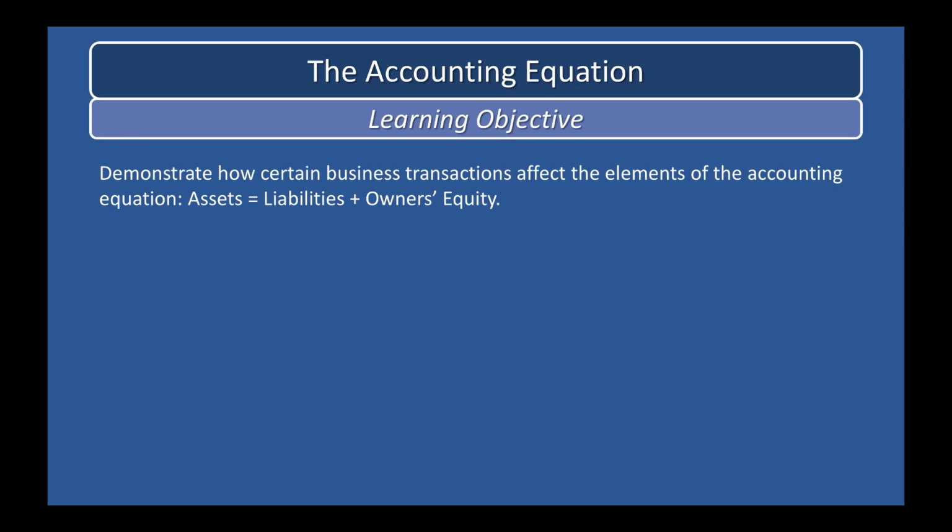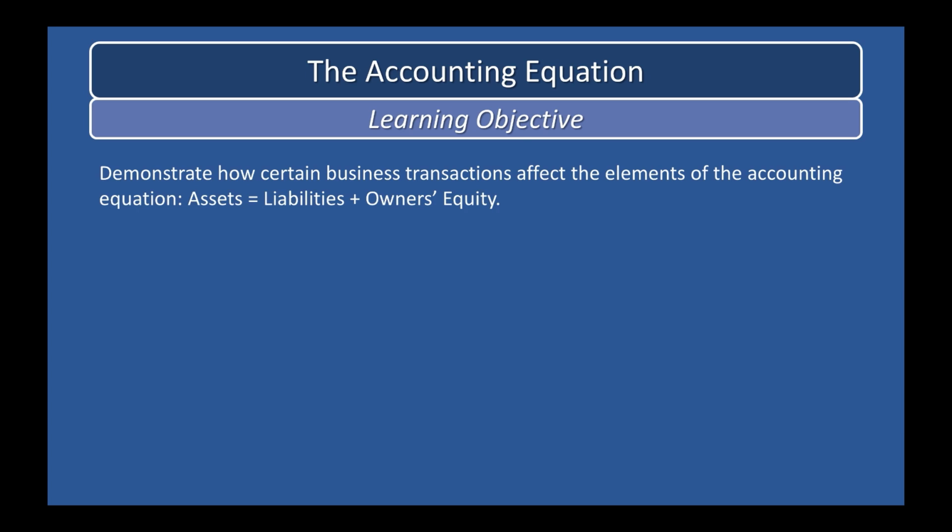The accounting equation, learning objective: demonstrate how certain business transactions affect the elements of the accounting equation. Assets equal liabilities plus owner's equity. Business transactions result in changes in the three elements of the basic accounting equation.